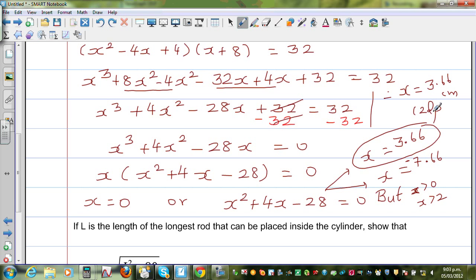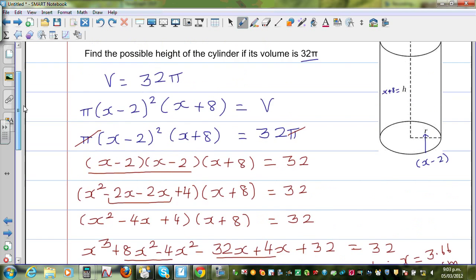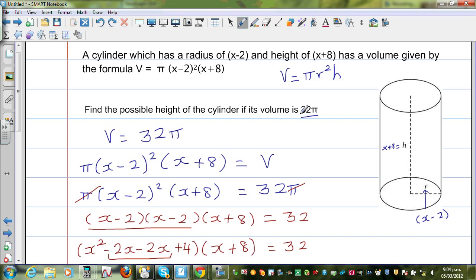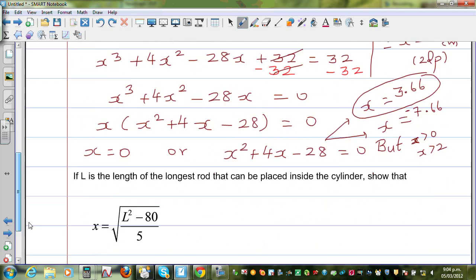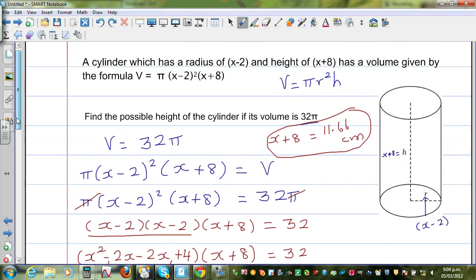But the question is, you want to find the possible height of the cylinder. So x plus 8 is the possible height, and with x as 3.66, this is 11.66 centimeters, the possible height of the cylinder. That's your answer.